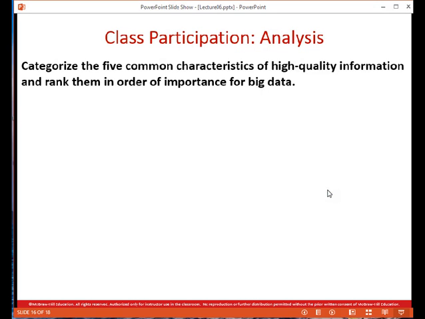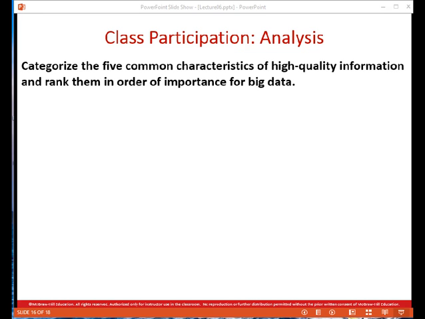We also need to categorize the five common characteristics of high quality information and rank them in order of importance for big data. So timeliness is one of those five important characteristics. Information must be timely. If users are receiving old and outdated answers to their queries, they will not use the website and they'll head to your competitors.